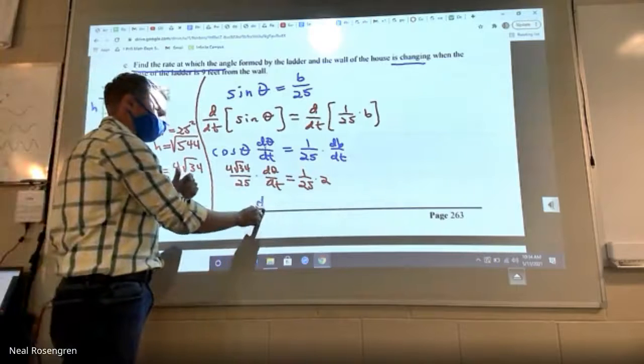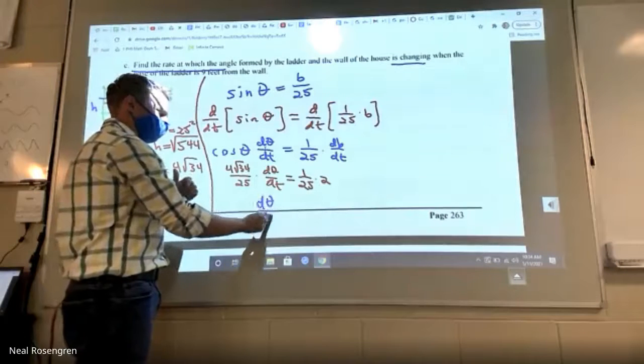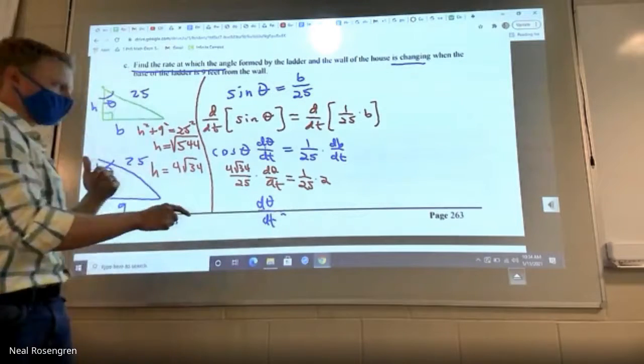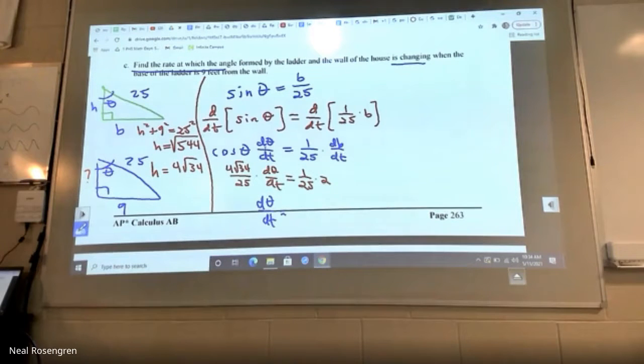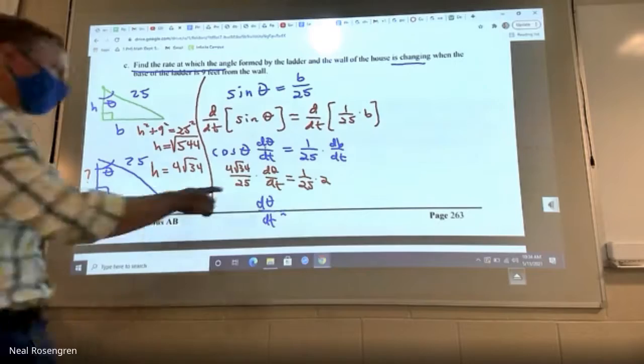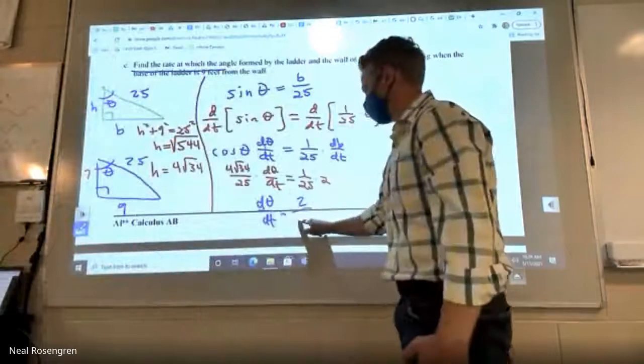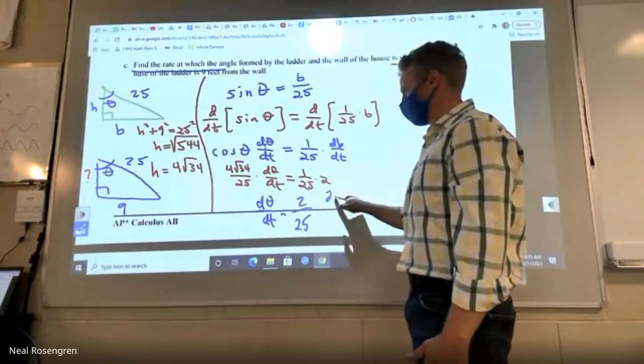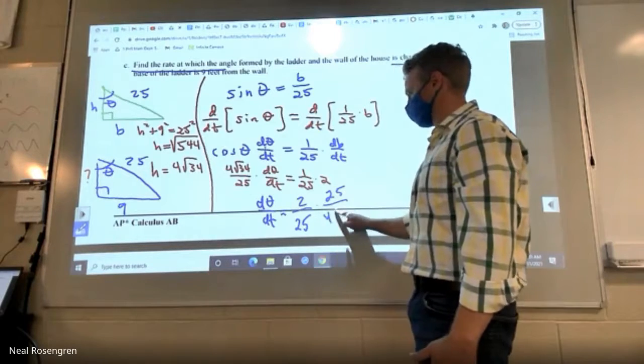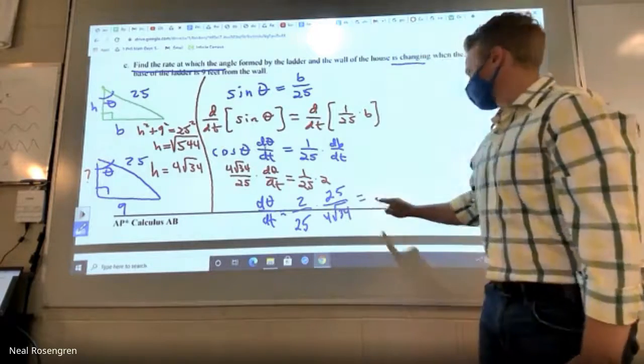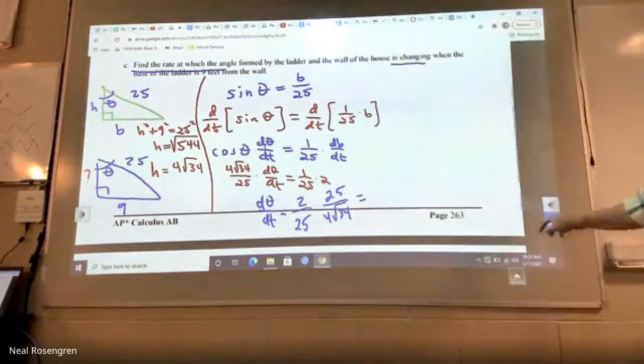So how are we going to solve for d theta dt? Multiplied by 25 over 2. Yeah, don't create complex fractions by dividing by the fractions, multiply by the reciprocal. So let's take this fraction right here, which is just 2 over 25, and multiply it by the reciprocal, 25 over 4 root 34. I'm just going to go to the right because I'm out of space there. Anything we can simplify? Anything that kind of makes life a little bit easier to look at? 25s for sure. Anything else?